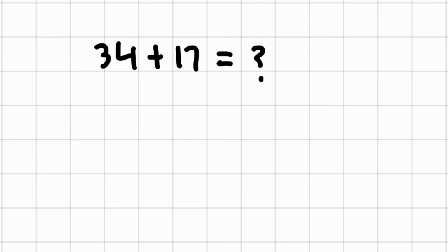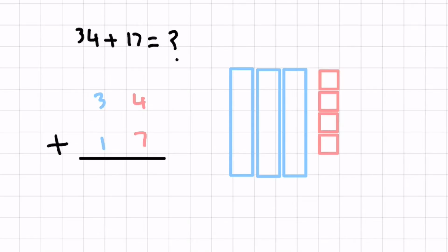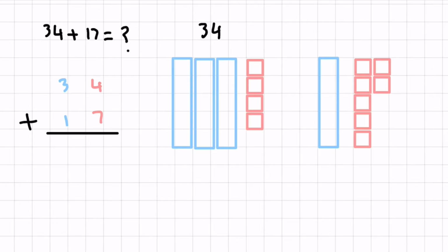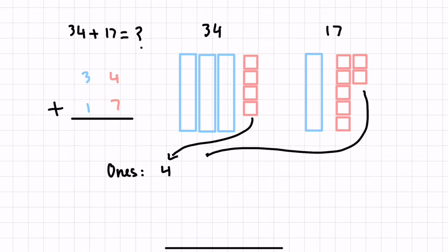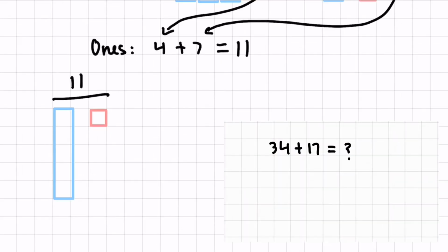The next question is 34 plus 17. I'm going to be drawing this question out with the stacks and the cubes again because it is a bit difficult. 34 has 3 tens and 4 ones. 17 has 1 ten and 7 ones. So in the ones place, we have to add 4 from 34 with 7 from 17, which becomes 11. 11 is more than 10, so it has 1 ten and 1 one in it.